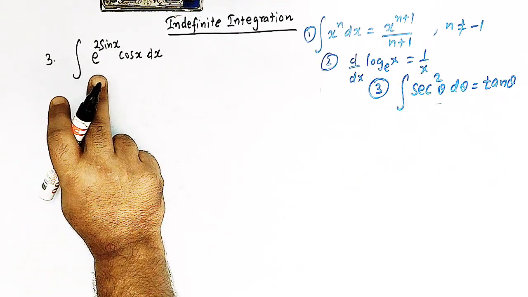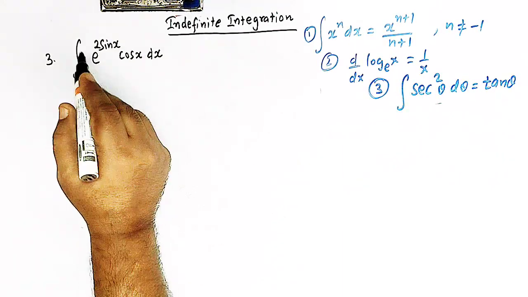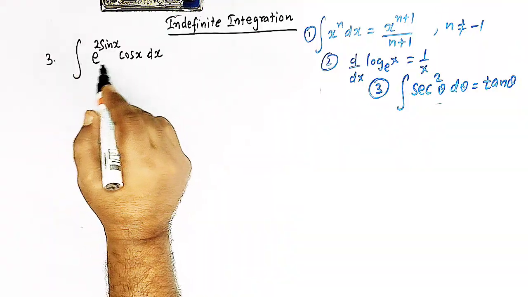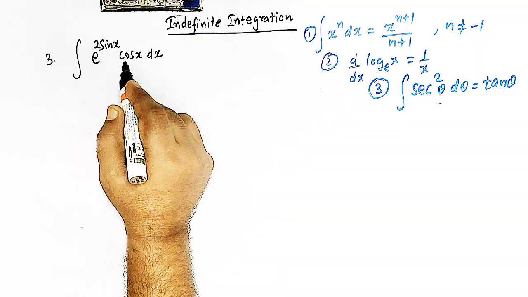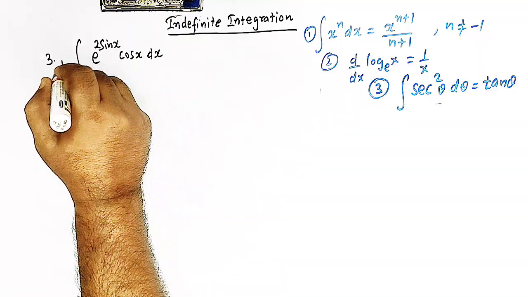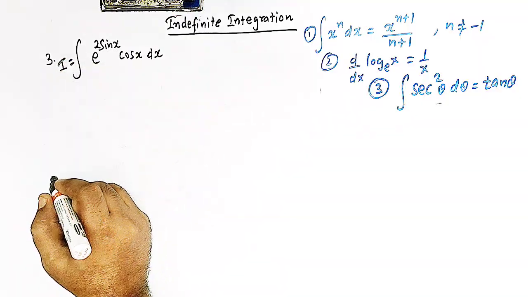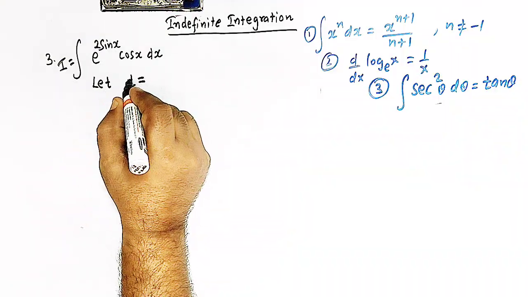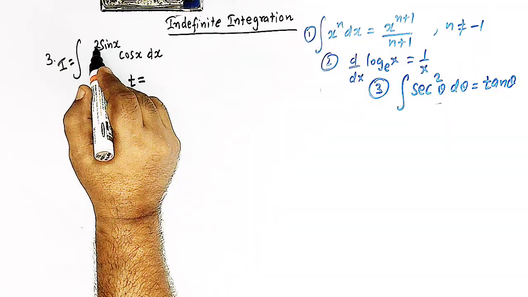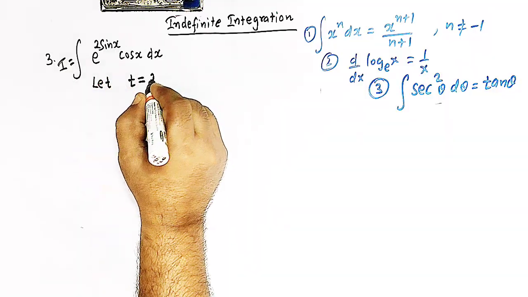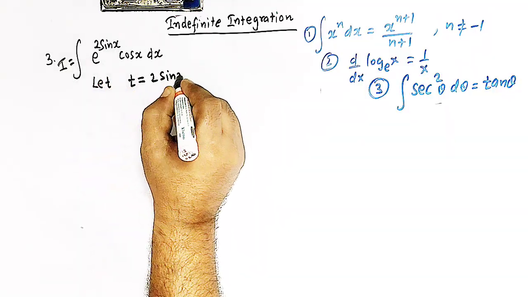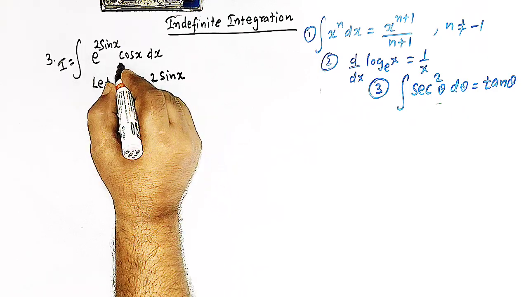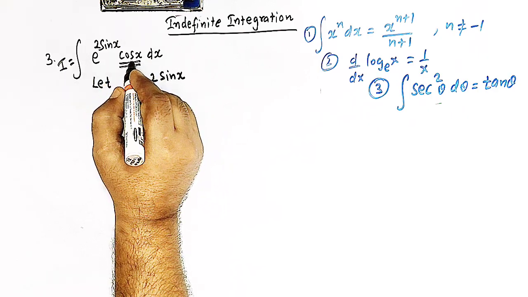So now consider this problem. Here we have to find out the value of the indefinite integral of e raised to 2 sine x cosine x. Let us call this integral I, right? So here we are going to make this substitution, that is t is equal to 2 sine x, because the derivative of sine x is cosine x, which is present over here, right?